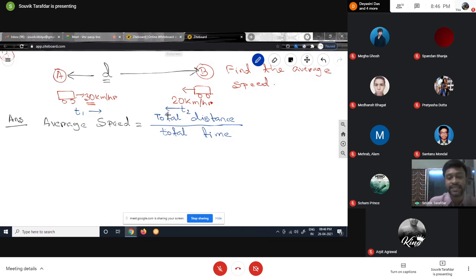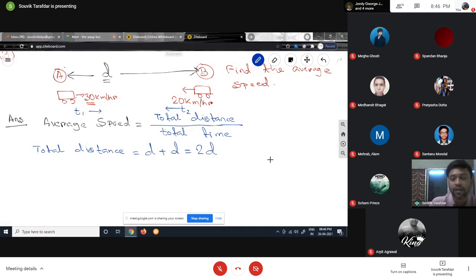See, total distance. While going from A to B, it's D. Coming from B to A is also D, isn't it? So total distance is equal to D while going A to B, plus D while coming from B to A. So total distance will be 2 into D.